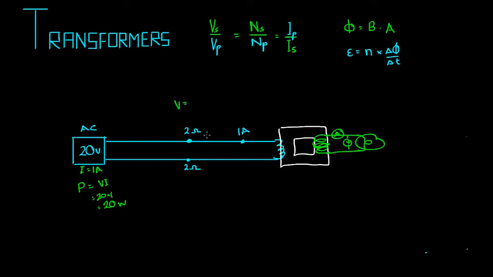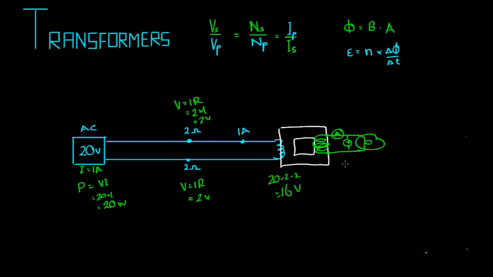The volts lost on this wire heading to the transformer is equal to IR, Ohm's law, which is equal to 2 times 1, 2 volts. And likewise, there's 2 volts lost here. So if we lose 2 volts here and 2 volts here, the transformer only has 20 take 2, 16 volts available to it, and that is what it steps down.